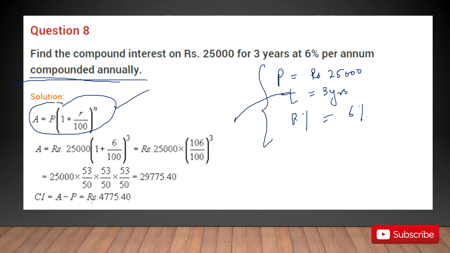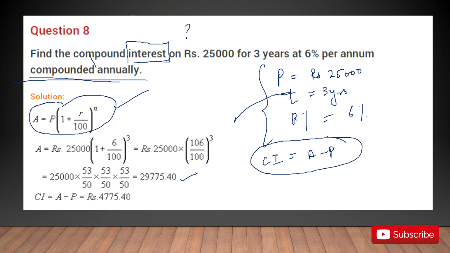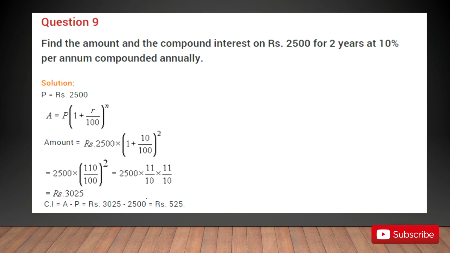Right, I've got my amount as this much, but the question did not ask me to find the amount. The question has asked me to find the interest. So the formula for compound interest becomes amount minus the principal. जो final amount उसने दिया और जो principal उसने जमा किया था बैंक को, right? So it comes out to be 4,775.40, which is the interest he's paying to the bank. All right.